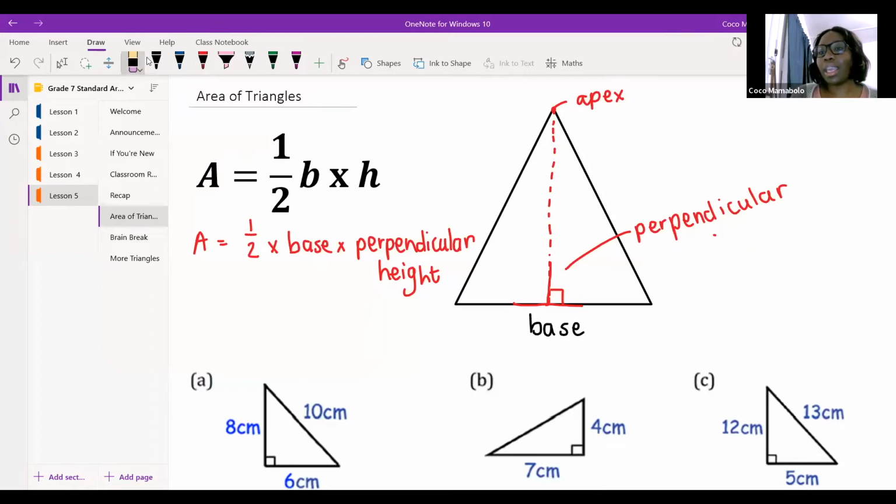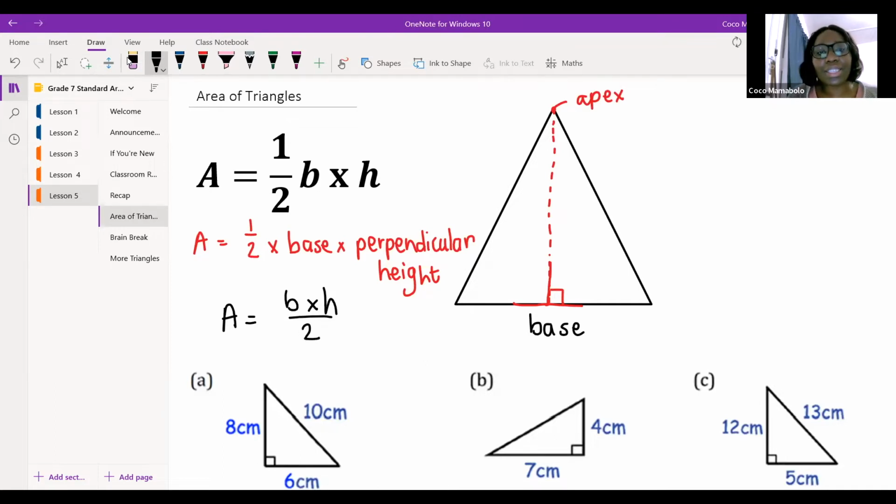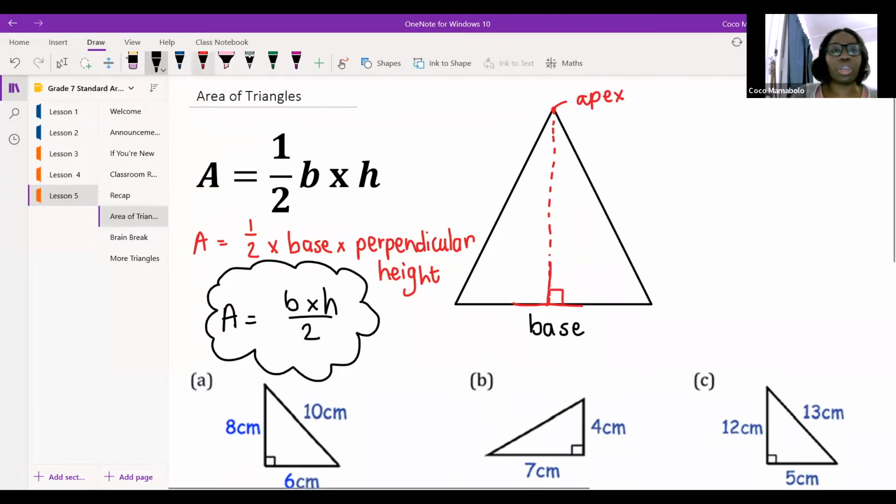Now, I just found out the difficult way that some of you guys have been taught to answer this as A is equal to base times height divided by 2. And if this is the way you've been taught to calculate the area of a triangle, that is perfectly fine, guys. Both of them work exactly the same. And Danae, I promise you, it is not as confusing as you think.